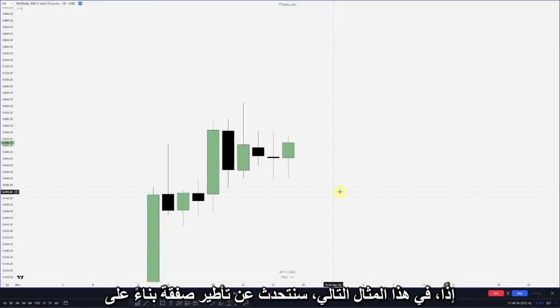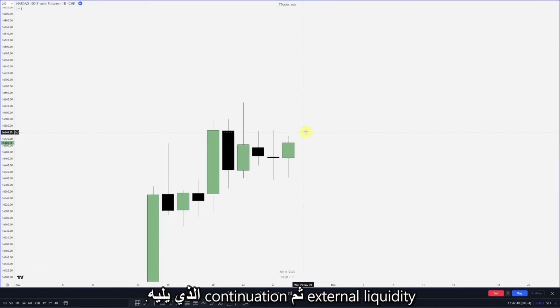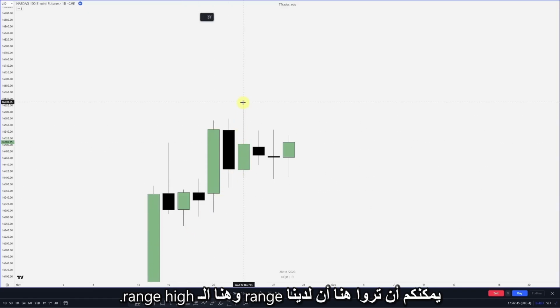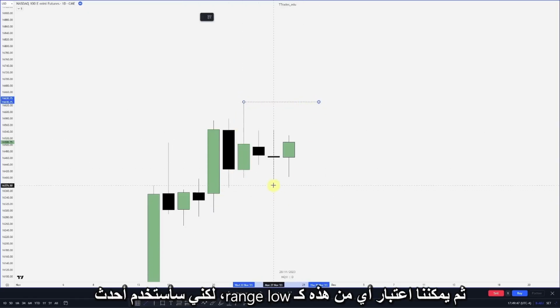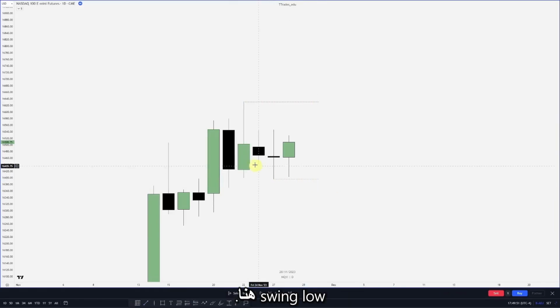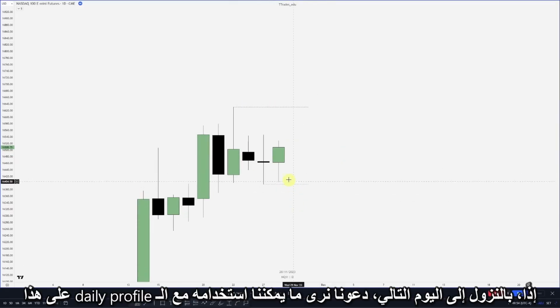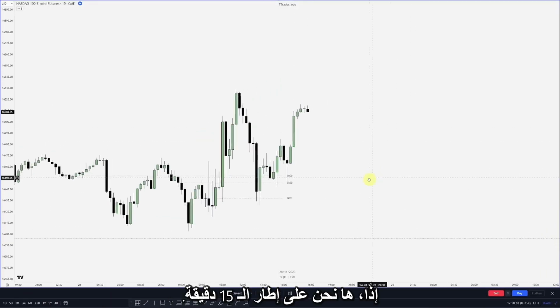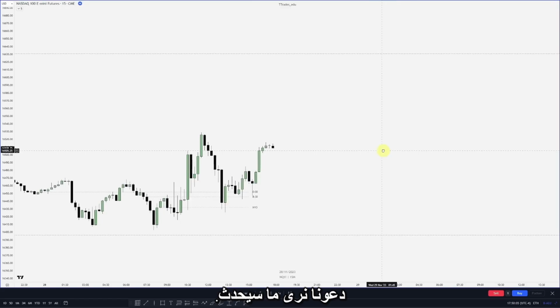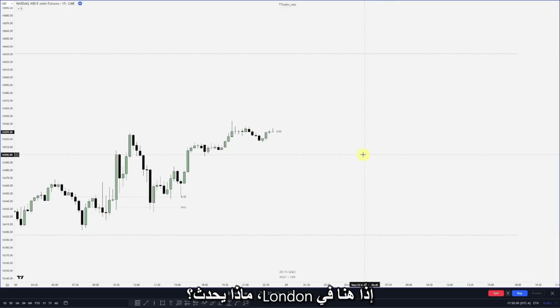So in this next example here, we're going to be talking about framing a trade off of external liquidity and then the continuation that follows. You can see here we have a range, and here is the range high, and then we can consider any of these for the range low, but I will use the most current swing low here. So dropping down to the next day, let's see what we can use with daily profile on this high. So here we are with the 15-minute chart. So let's see what happens.